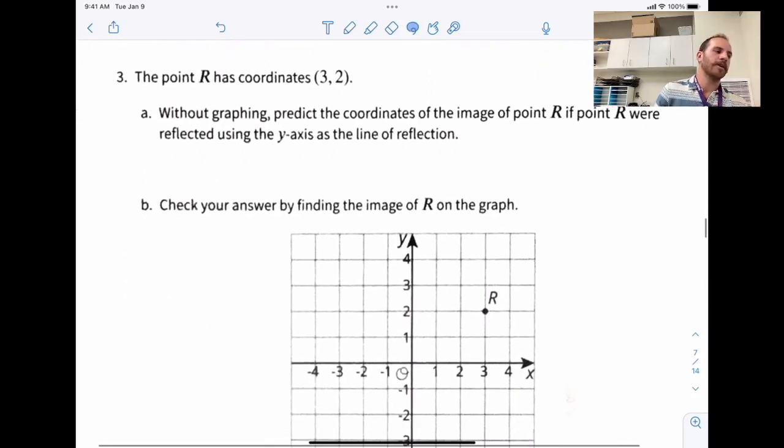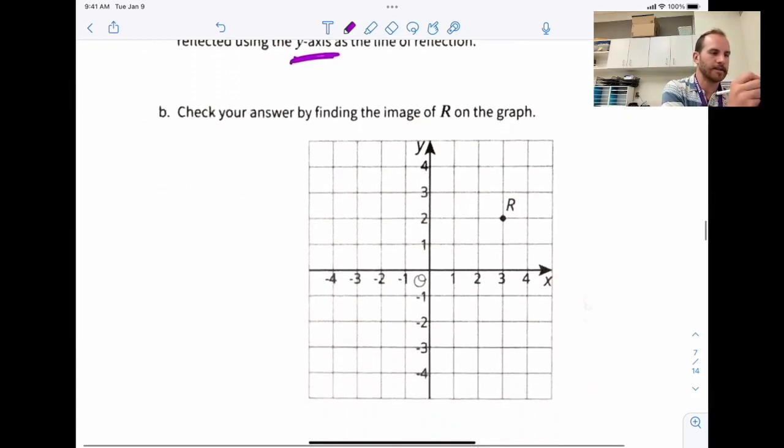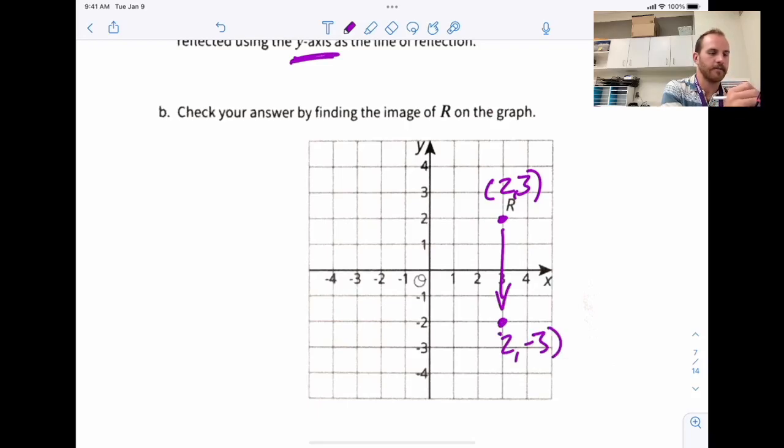So the point R has coordinates 3, 2. This is great to know. Okay. Without graphing, predict the coordinates of the image of point R if point R were reflected using the y-axis. Okay, so let's think about this for a second. When we reflect a point across the x-axis, right? This is 2, 3, right? When we go across the x-axis, the y-coordinate changes to negative.